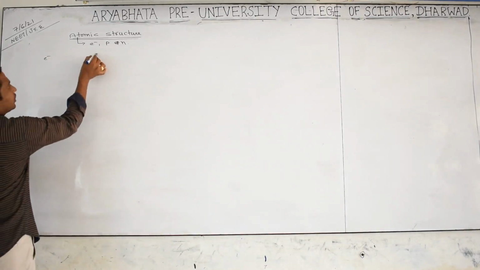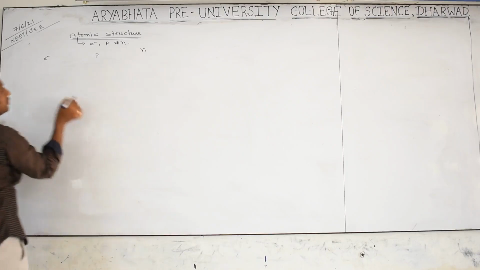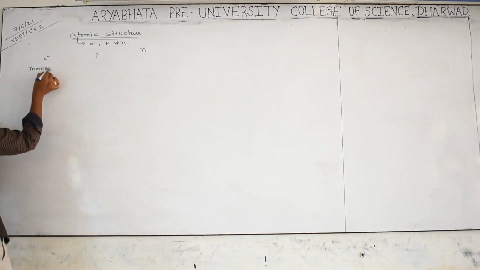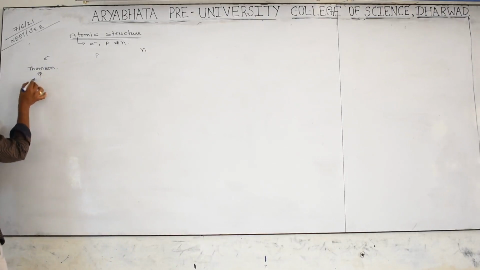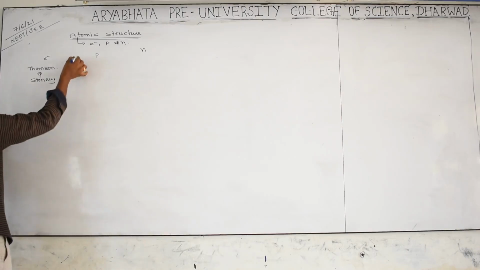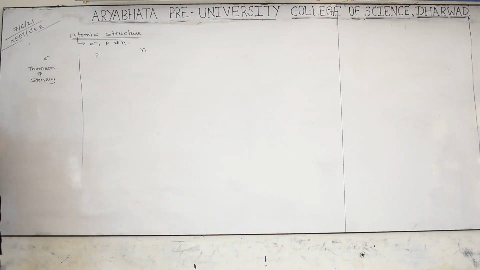Electrons, protons and neutrons. So who discovered the electron? J.J. Thomson discovered it, and who gave the name to it? G.J. Stoney gave the name electron. First I will explain brief information regarding the electron. Just listen. Relatively, the electron is a negatively charged particle.